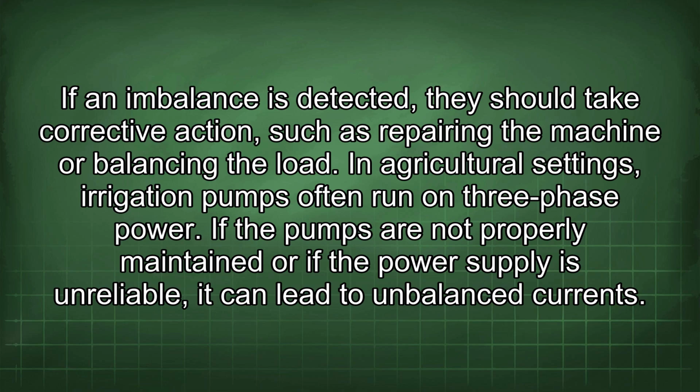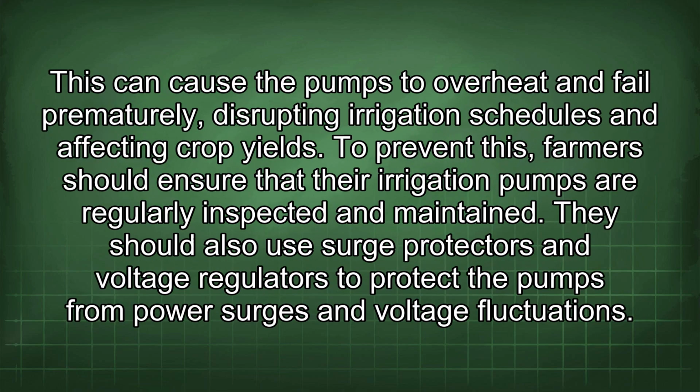In agricultural settings, irrigation pumps often run on three-phase power. If the pumps are not properly maintained or if the power supply is unreliable, it can lead to unbalanced currents. This can cause the pumps to overheat and fail prematurely, disrupting irrigation schedules and affecting crop yields. To prevent this, farmers should ensure that their irrigation pumps are regularly inspected and maintained. They should also use surge protectors and voltage regulators to protect the pumps from power surges and voltage fluctuations.